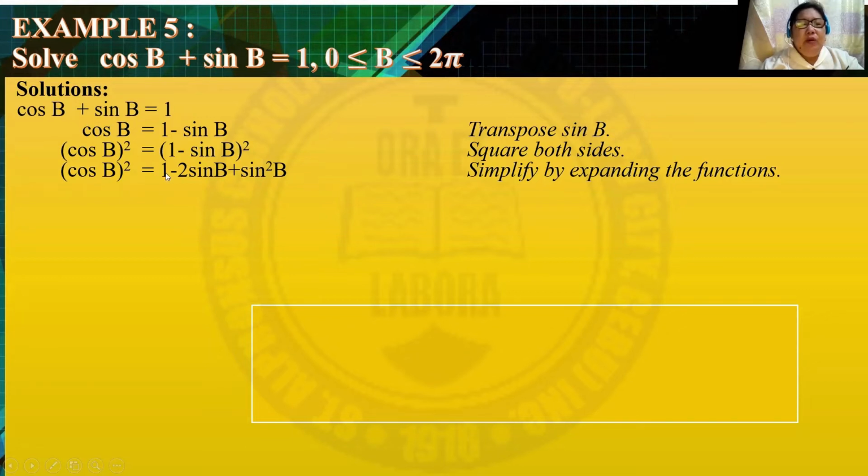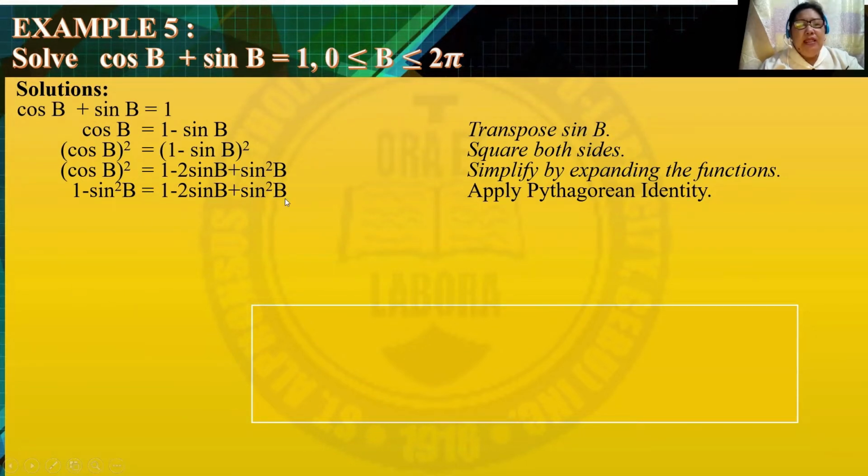That is, the square of 1 is 1. 1 times negative sine B times 2 is negative 2 sine B. Sine B times sine B is sine squared B. And then, you can apply the Pythagorean identity. Cosine squared B is equal to 1 minus sine squared B.